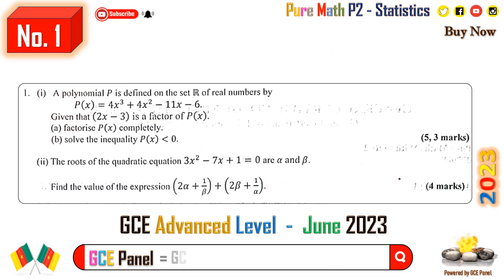Question 1 reads: a polynomial P is defined on the set R of real numbers by P of x equals 4x cubed plus 4x squared minus 11x minus 6. Given that 2x minus 3 is a factor of P of x, A, factorize P of x completely, B, solve the inequality P of x is less than 0.